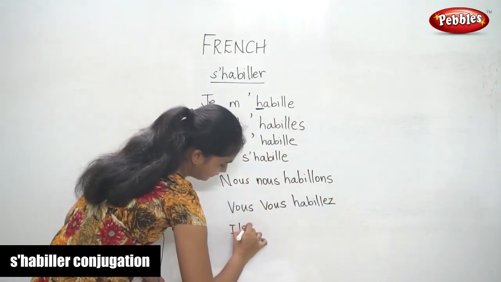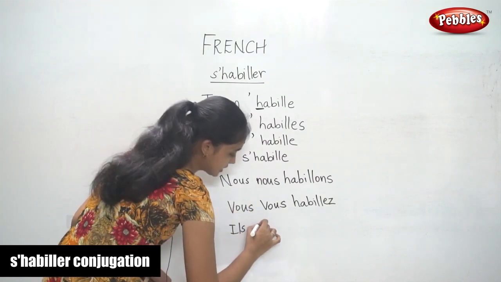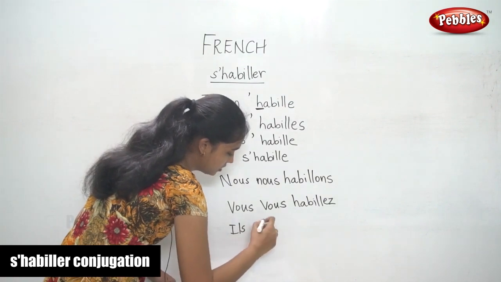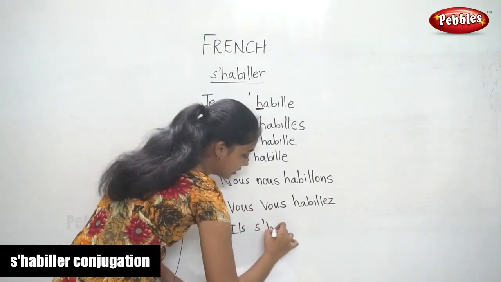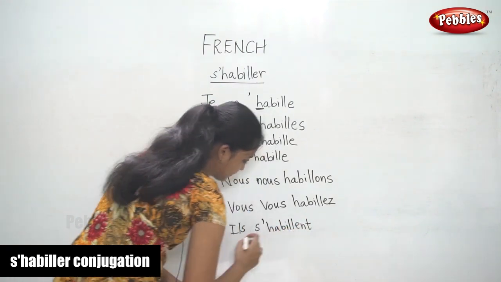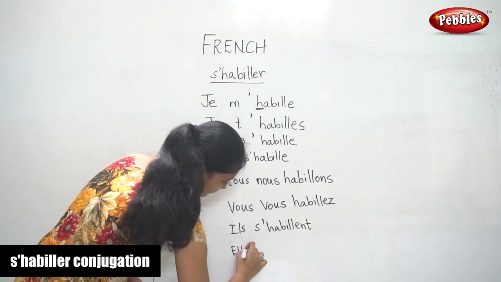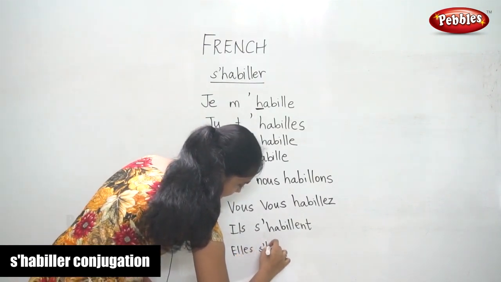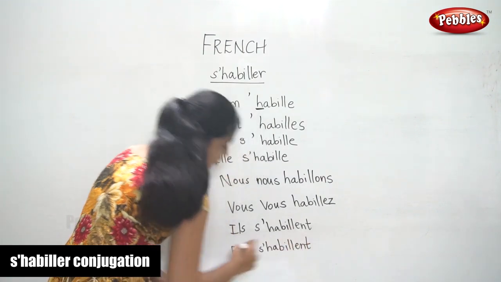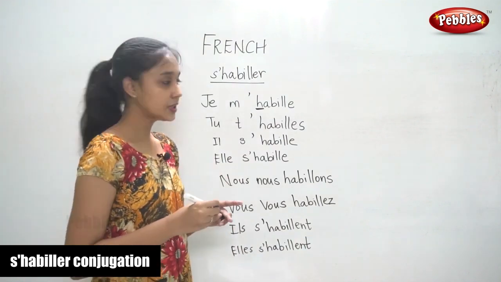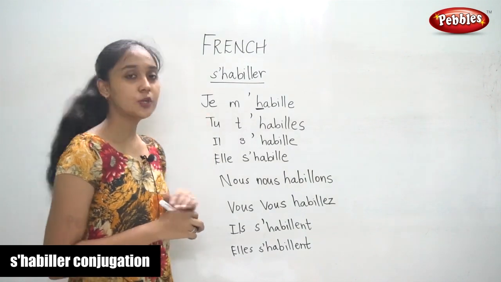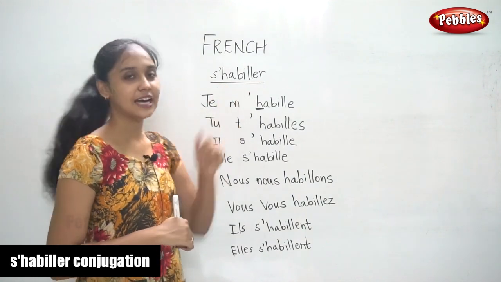For ils, the reflexive is s, and you know there's going to be a vowel clash, so, and the ER conjugation ends with ENT. Similarly for elles. So now you must be knowing how to conjugate a verb with its reflexive. So we are going to be learning some more about these kinds of verbs.